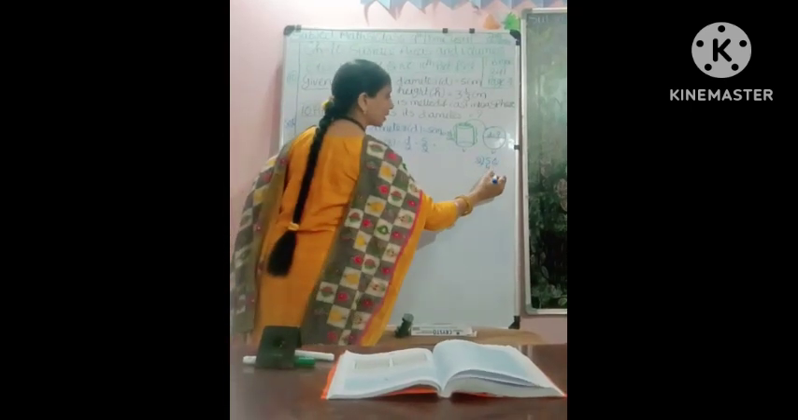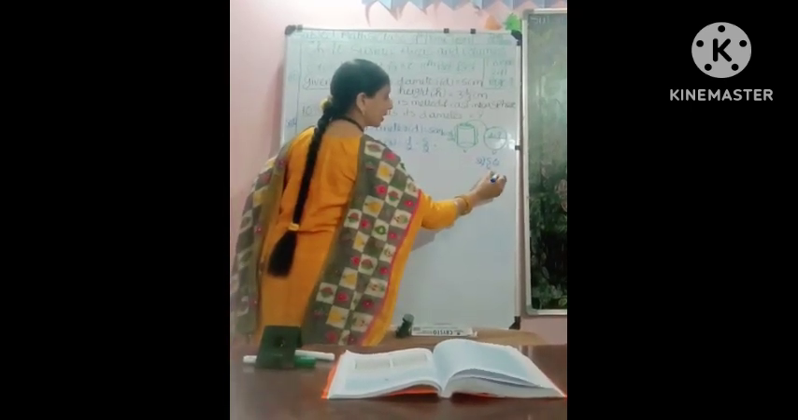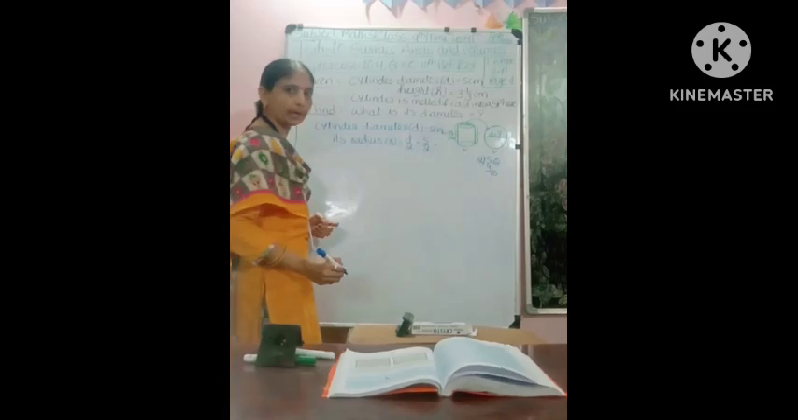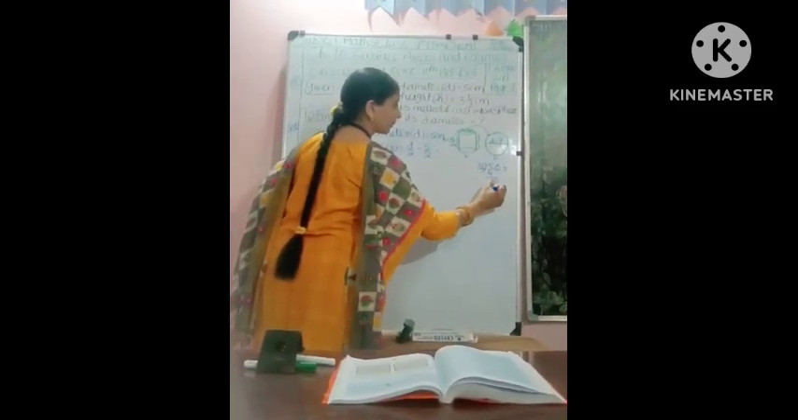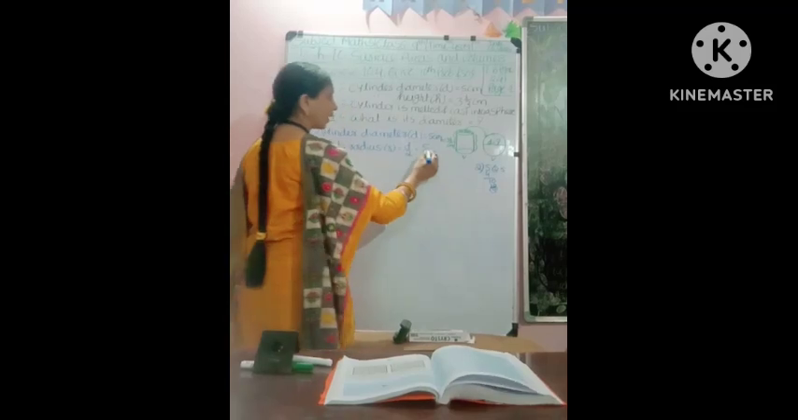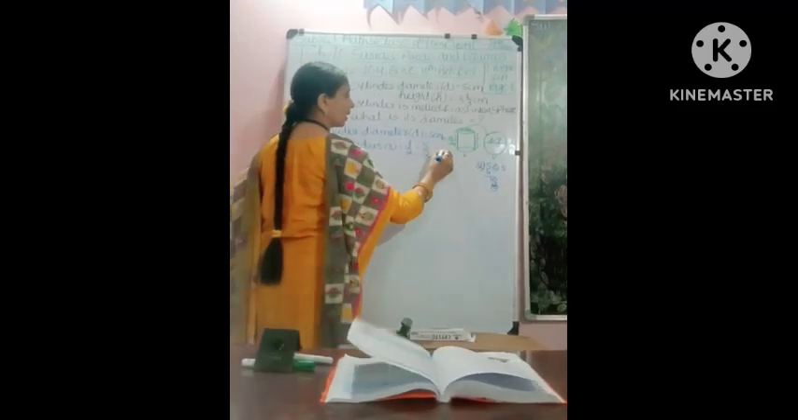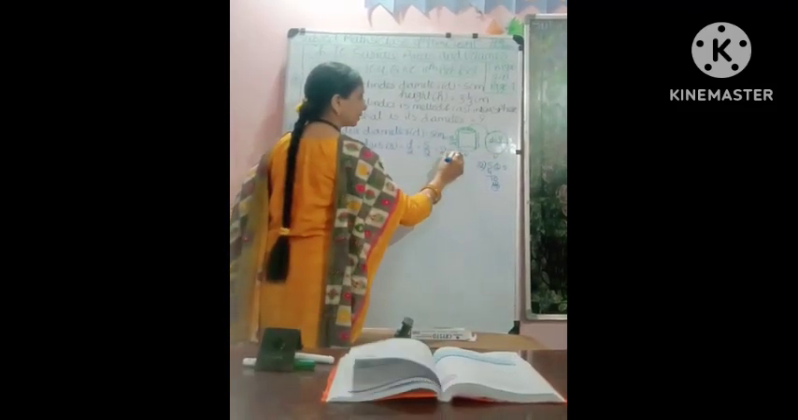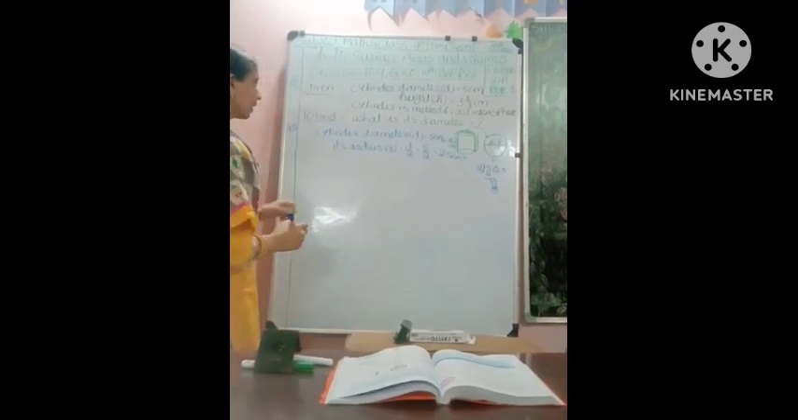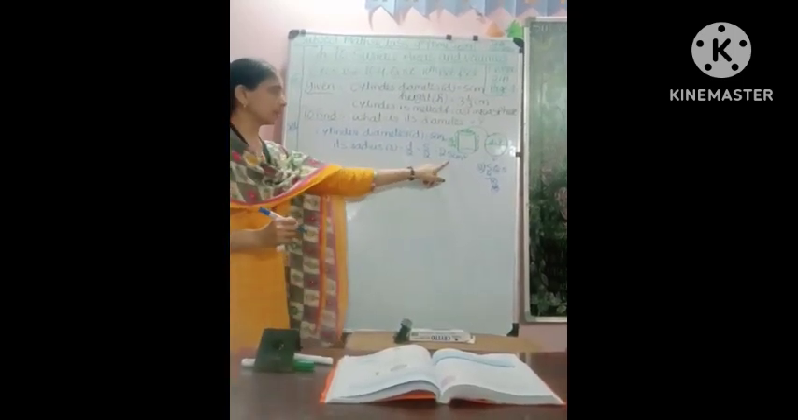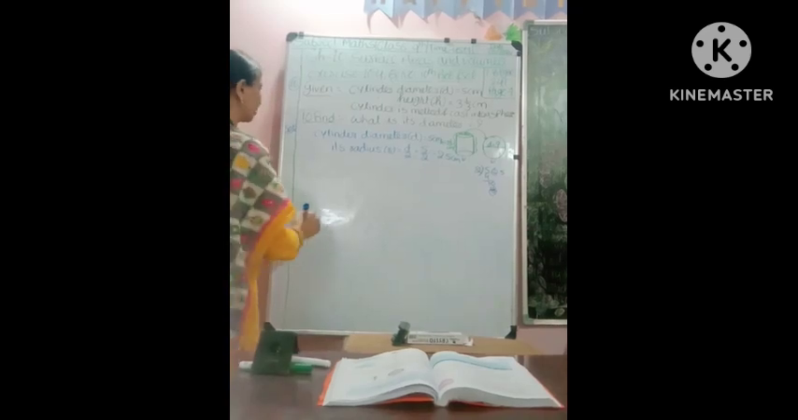So put the decimal point here. Next, 2 5s is 10, so we write 0 on the right side of the remainder. So 5/2 is nothing but 2.5 centimeters. What is the radius? The radius of the cylinder is equal to 2.5 centimeters.